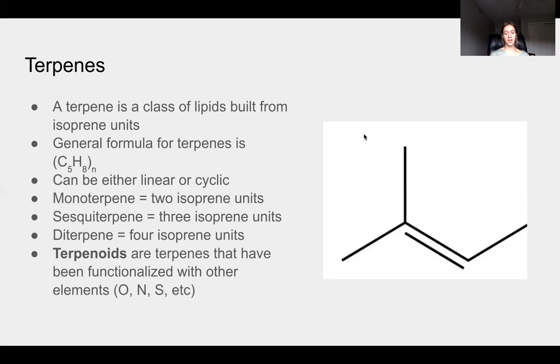So if you have C10H16, that's a terpene, etc. You could just multiply it by any number. These can be either linear or cyclic. A monoterpene is 2 isoprene units, sesquiterpene is 3, diterpene is 4. These are just hydrocarbon chains. A terpenoid is a terpene that has been modified and functionalized with other elements like oxygen, nitrogen, sulfur, things that can react and give this molecule a function.